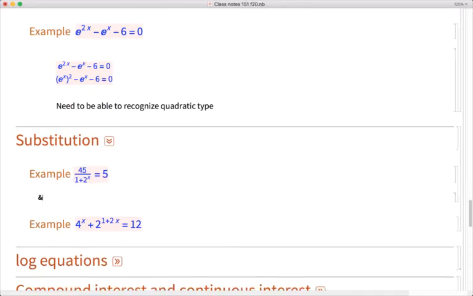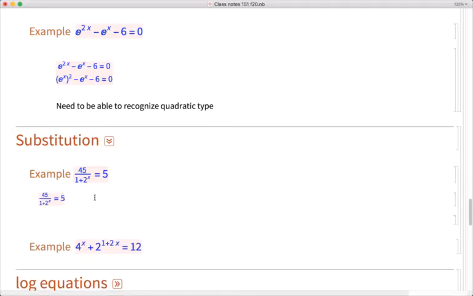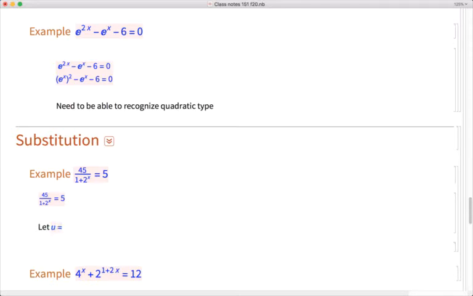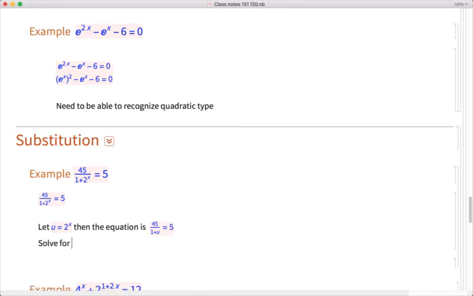So the idea here is, wherever you see the exponential in your equation, do a substitution. You get to pick whatever letter you like. A common letter for substitutions is u. So we're going to rewrite the equation with the letter u in place of 2 to the x. The equation is 45 over 1 plus u equals 5. And now we're going to solve this equation for u.